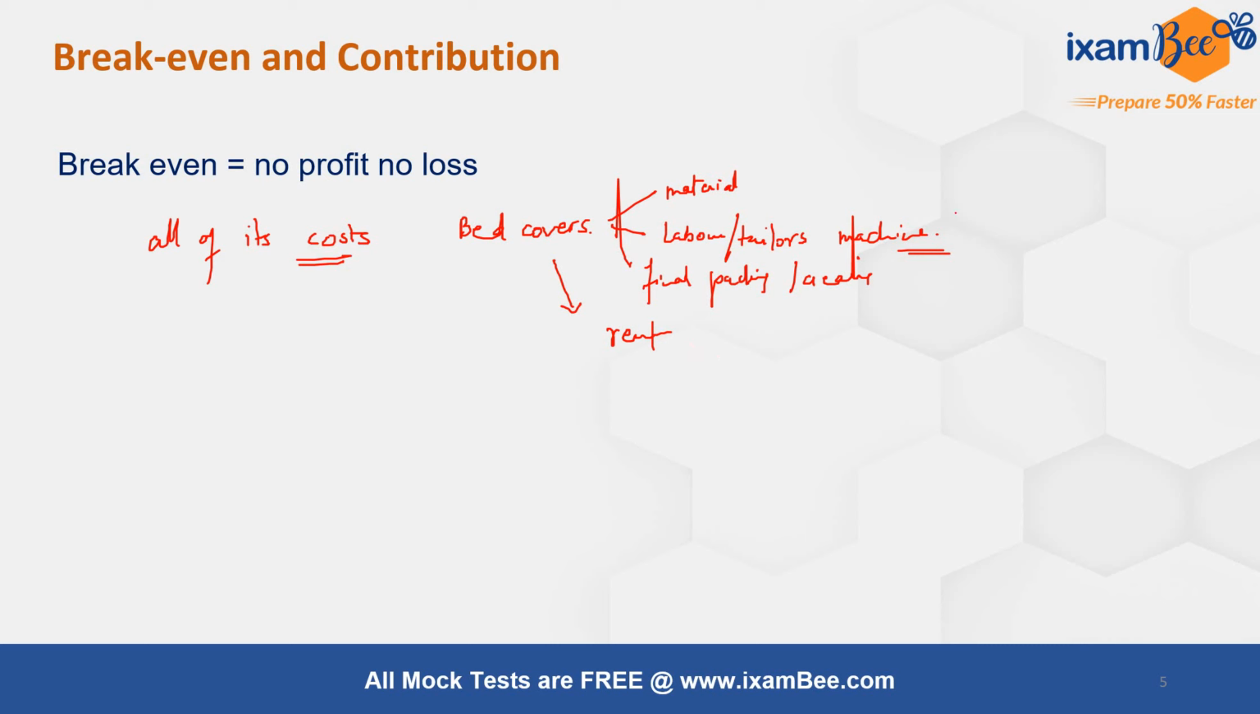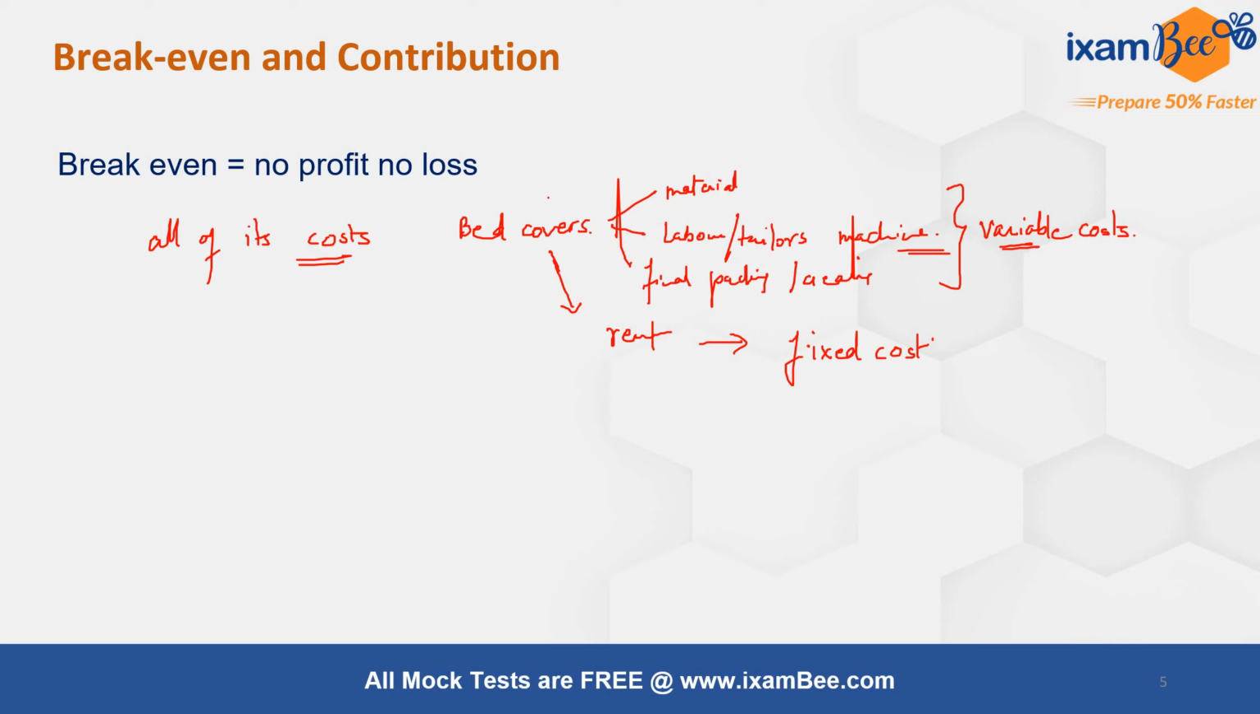So the costs which are directly associated with the production of the product are known as the variable costs. And the costs which are not directly related to the production of the product, however they need to be incurred on a fixed nature, are known as the fixed costs. So the difference between the two is that variable cost varies with the amount of production.